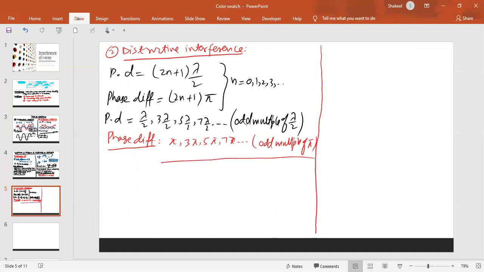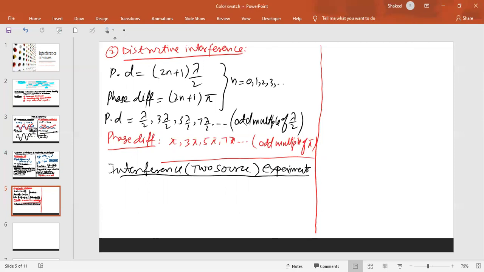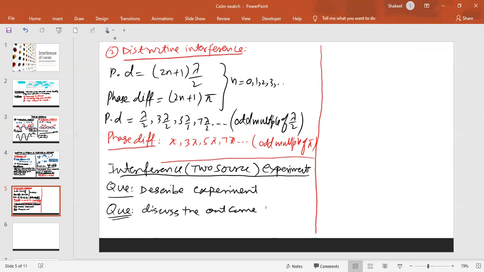Now what we have to do is look at interference, and especially two-source interference experiments. These are very simple experiments in the syllabus. They just ask you to describe the interference. So what type of question can come? Describe the experiment. You have to describe that. And a question can also come that asks you to discuss the outcome of interference in a particular situation.